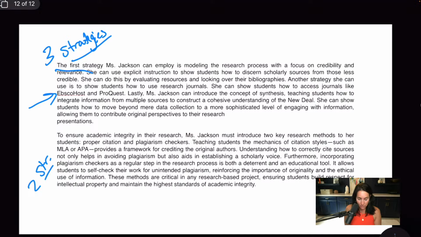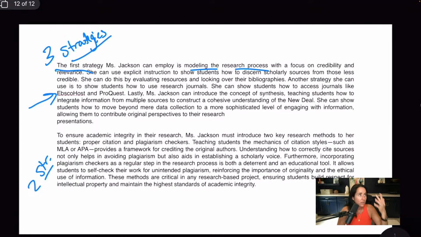The first strategy Ms. Jackson can employ is modeling the research process. Listen, if you're ever stuck on this stuff, make your first one modeling. Modeling is explicit instruction. It's so important in teaching. I know you do it all the time. When you stand in the front of the room and you show students how to do something, that's modeling. Name it, claim it, put it in the writing.